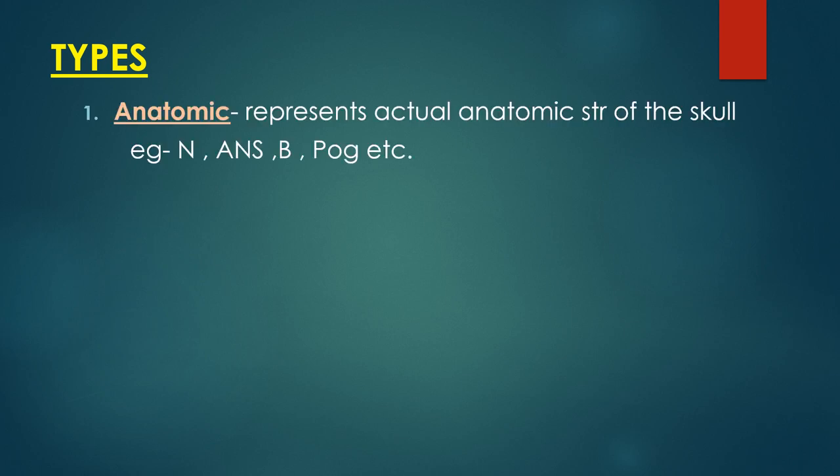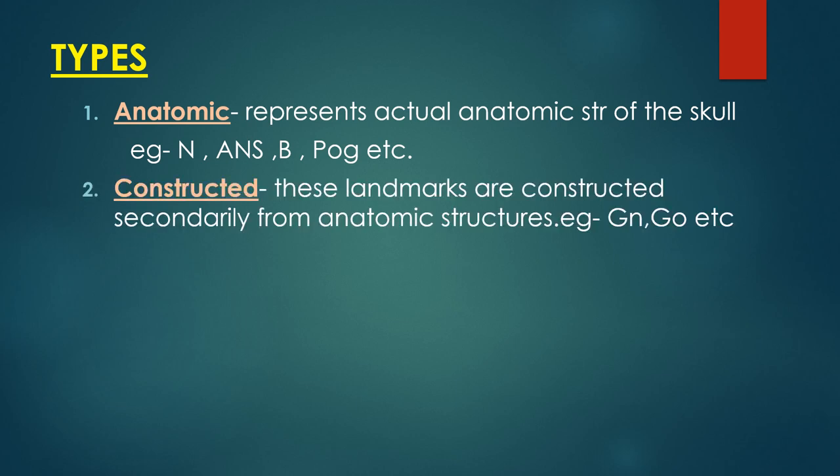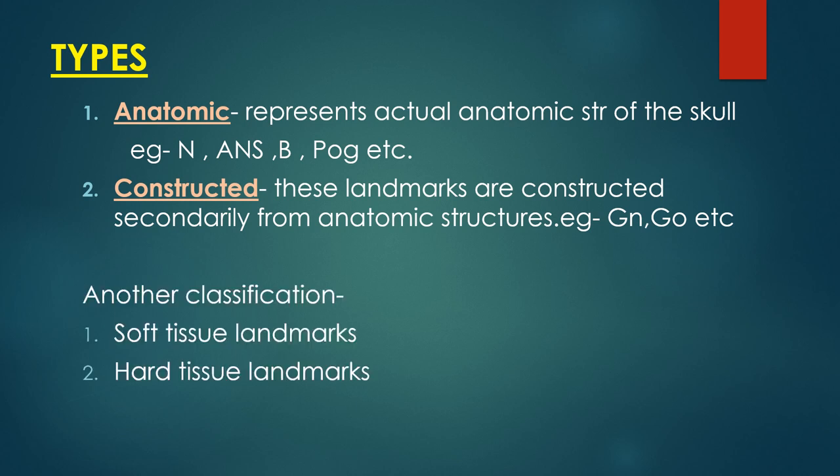First of all, let's know about types. Anatomic. It represents actual anatomic structure of the skull, example nasion, anterior nasal spine, pogonion, etc. Second one is constructed. These landmarks are constructed secondarily from anatomic structures, for example gnathion, gonion, etc. There is another classification also, soft tissue landmarks and hard tissue landmarks. We will be studying all these landmarks together.